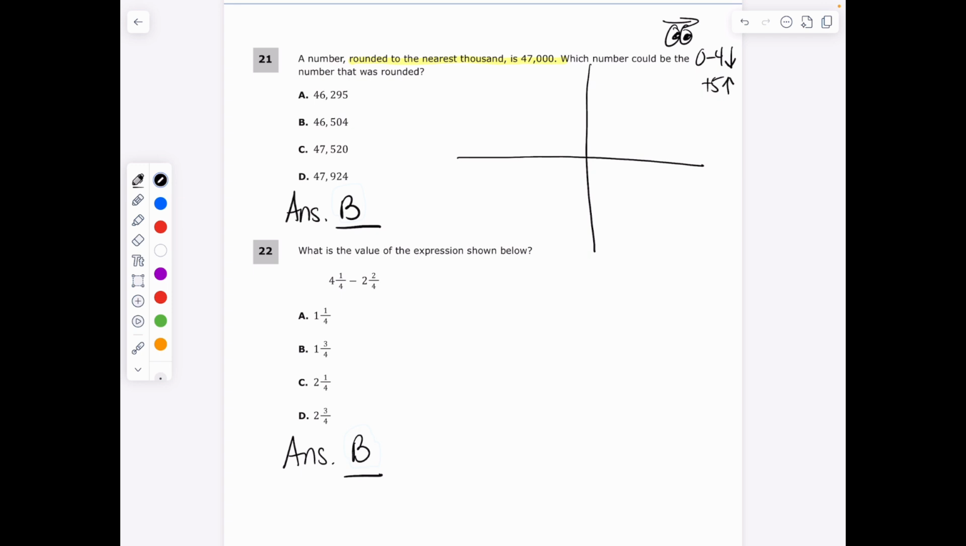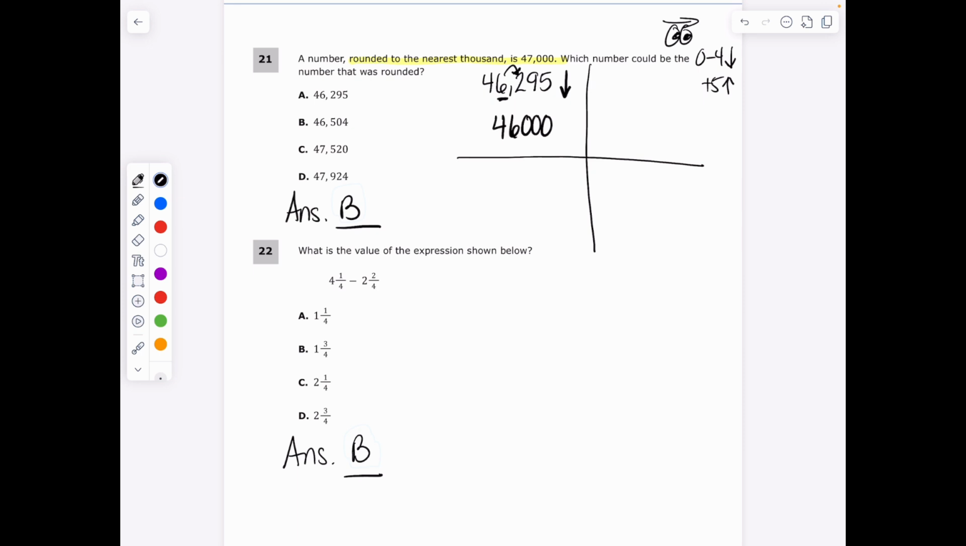All right, so here's our first number, 46,295. Here's the thousands. Here's the buddy. It's a 2. So 2, 0 to 4, round down. So this is going to go down to 46,000. I want to make sure you get why that's the 46 and not 45, because that happens a lot of times.